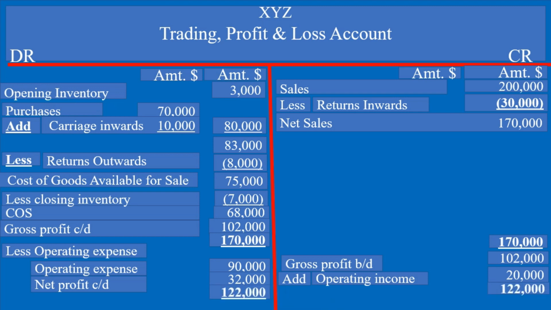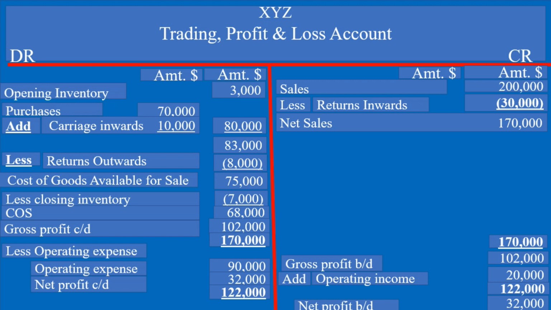Mark that. That means the two sides will balance at 122,000 US dollars. And this now means that the net profit carried down will appear as net profit balance brought down as shown on this wall. So far so good.